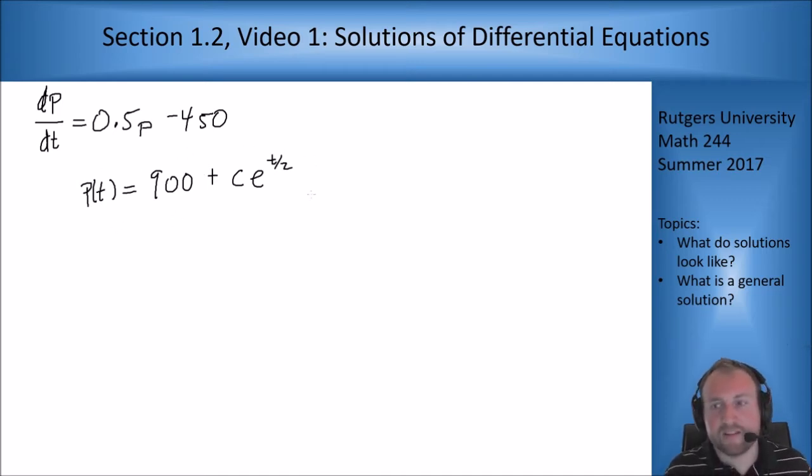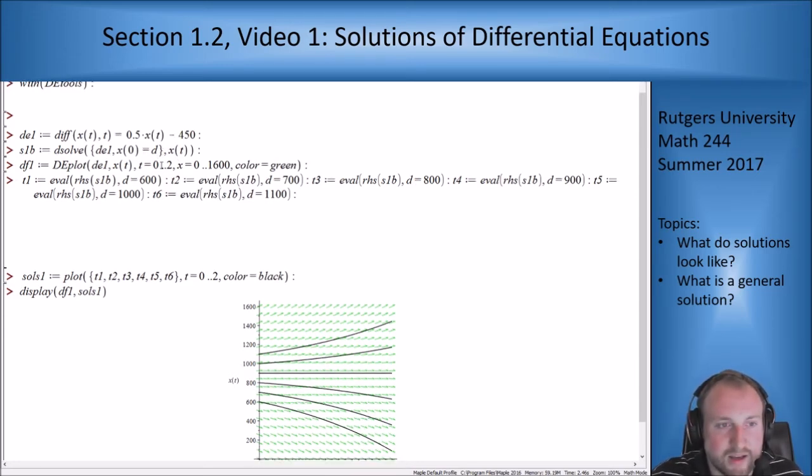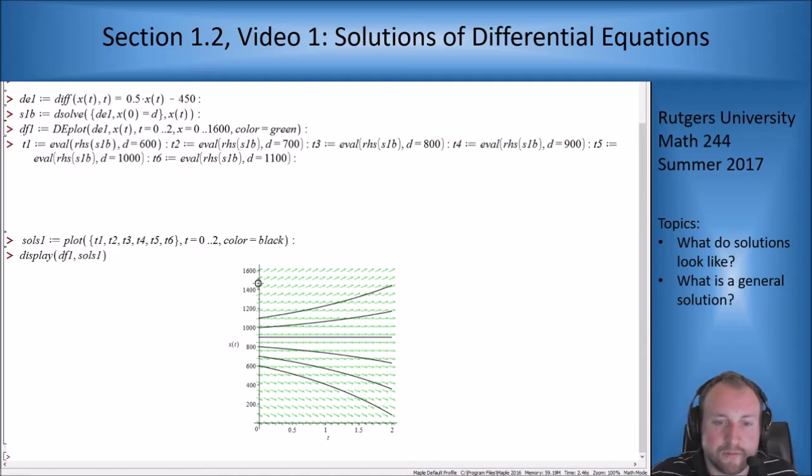So I'm going to pull up Maple. We can look at some stuff in Maple. Here I have set up a situation where we have to solve this equation. I've used x of t here instead of p of t, but everything else is still the same: 0.5x minus 450. I've solved it for some x0 equals d, and then I've graphed some things down here. The green arrows are referred to as a direction field for the problem, and at every point I draw an arrow that is the right-hand side of the equation. So at the point 0.5, 900, I draw 0.5 times 900, which is 450, minus 450 is 0, so I draw a horizontal tangent line at 900.